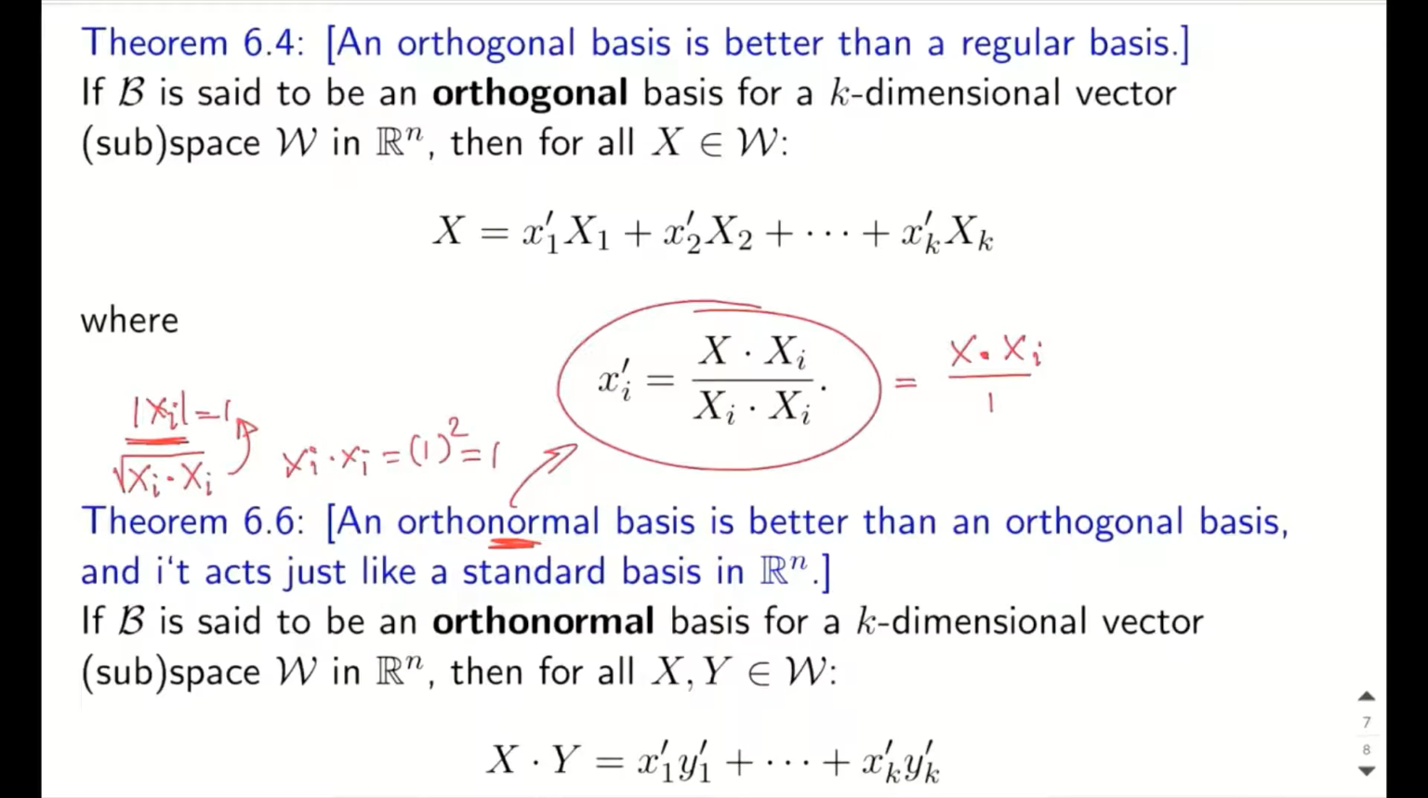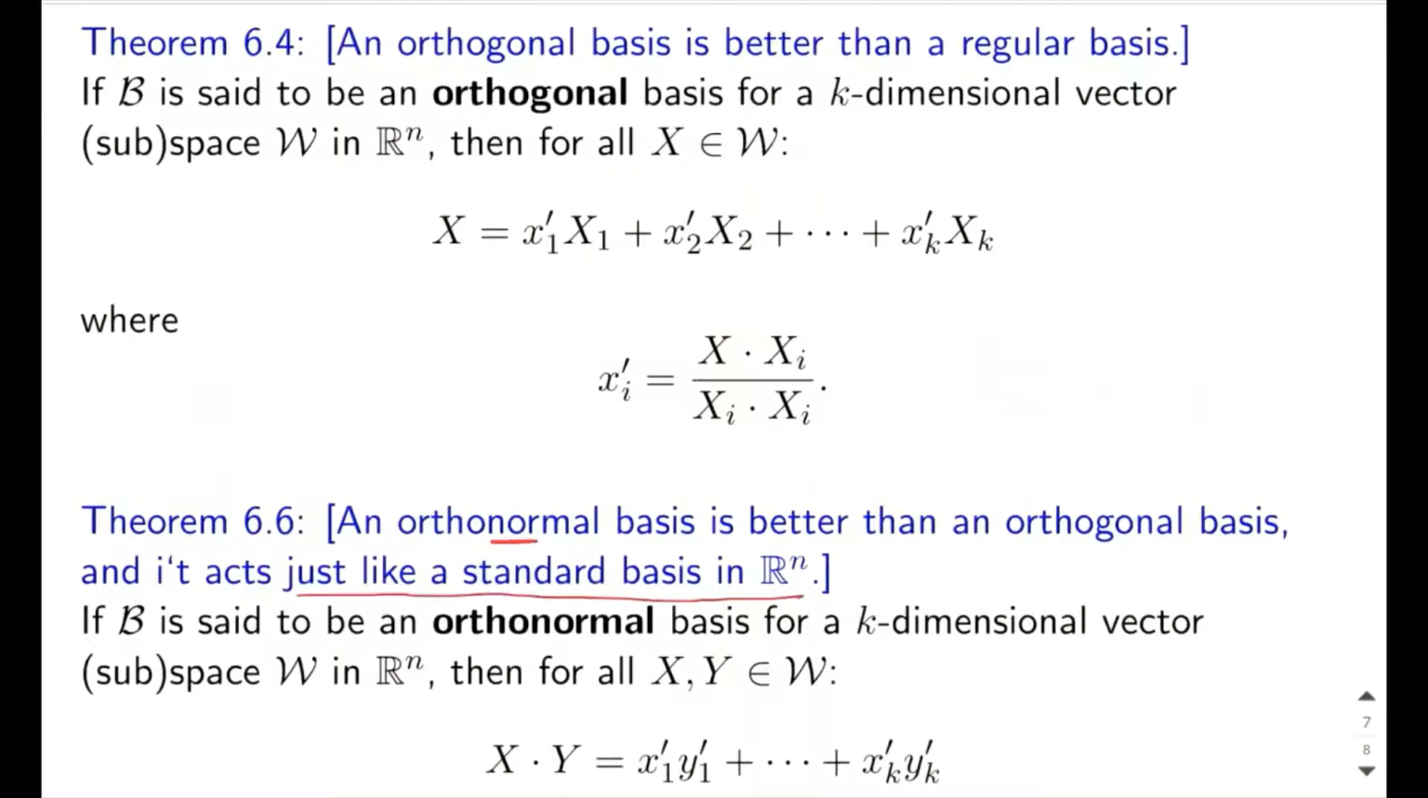And that means that in computing the coordinate for a vector with respect to an orthonormal basis, you only need to dot the vector with the corresponding vector in the basis. And you don't have to worry about division anymore because that's just division by 1. This is a more convenient computation if you have an orthonormal basis, right? Further than that, an orthonormal basis acts just like a standard basis in Rn. I should say that it acts just like a standard basis in W, to be more precise.